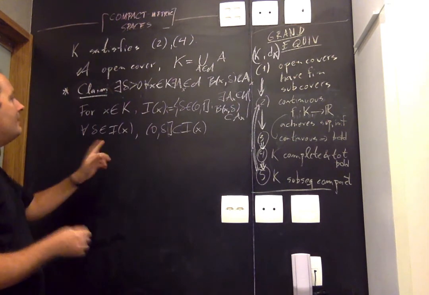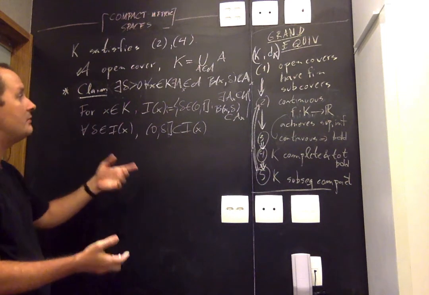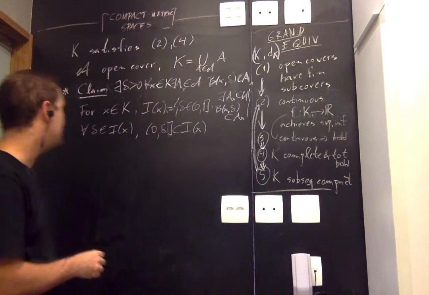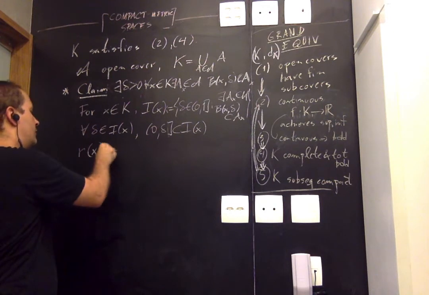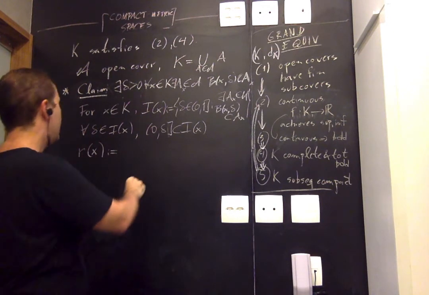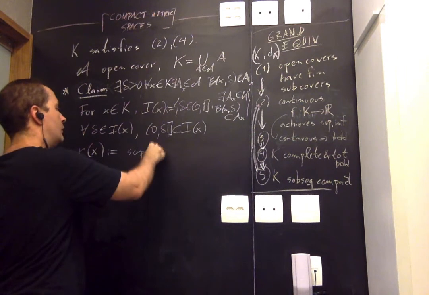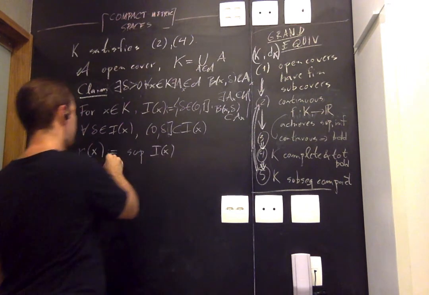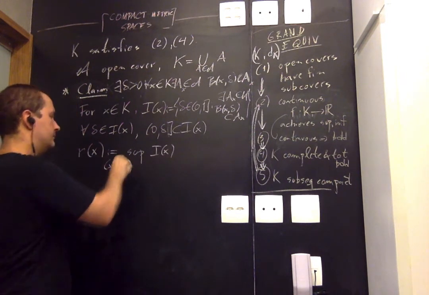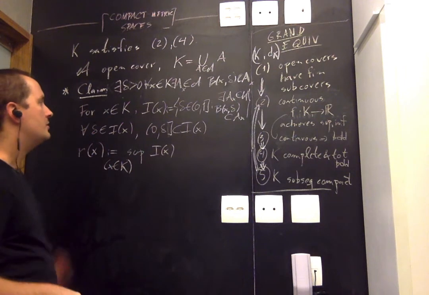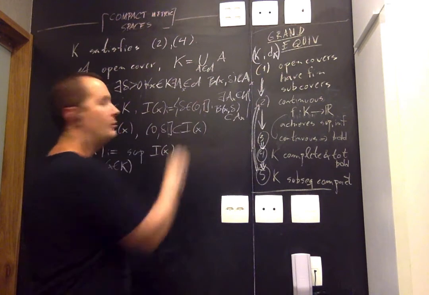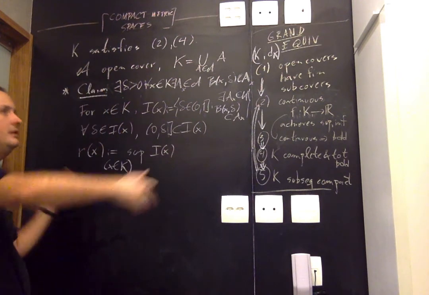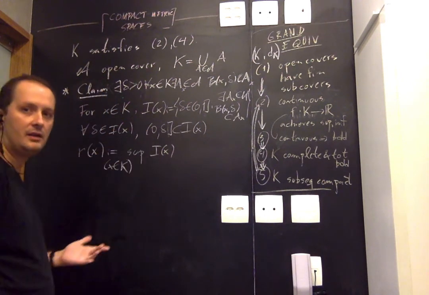Okay, and now I said I want to try to find the largest radius, the largest delta for which I have this thing. So I'm taking R of x to be the supremum of the set I of x for x in k. So it's the largest possible radius that gets covered by a single ball, except I'm putting an upper bound of 1 here because I don't want to get an infinitely large radius. Even if I can, I don't want to do it.